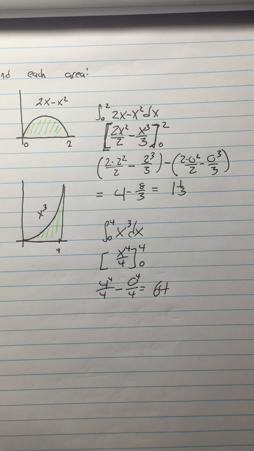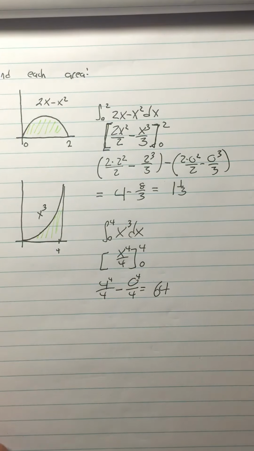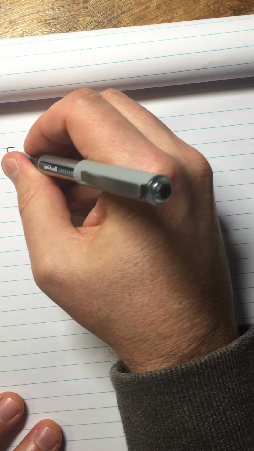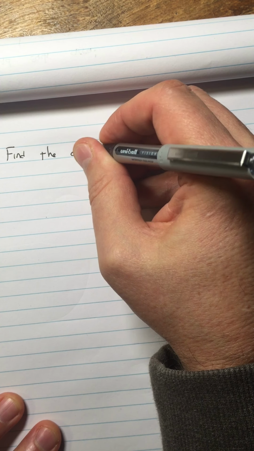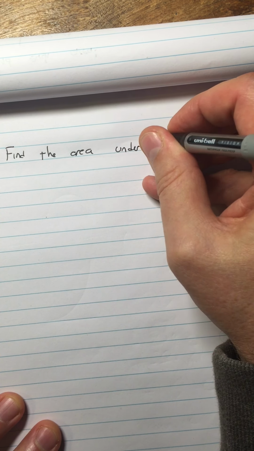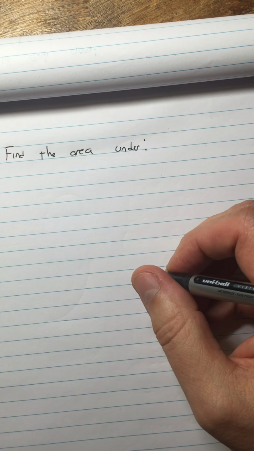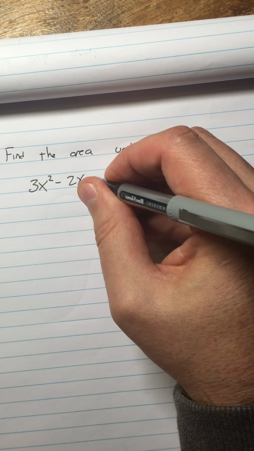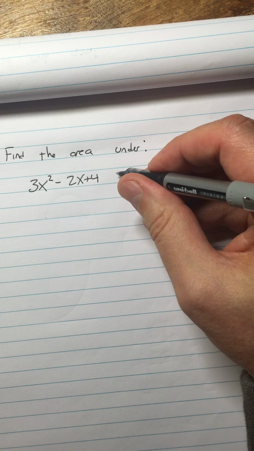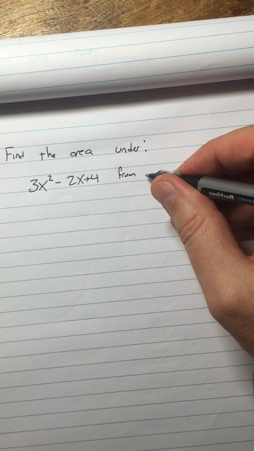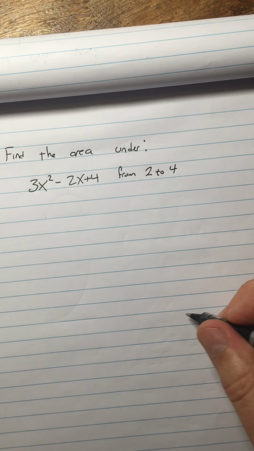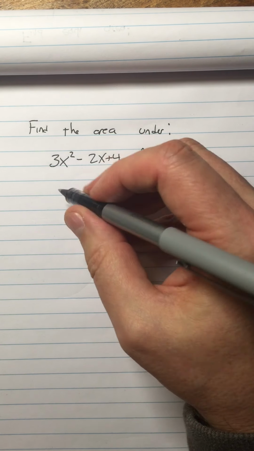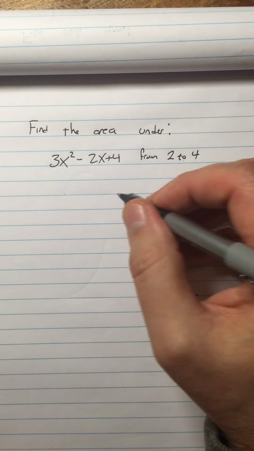All right, so let's just do some more areas. We did x cubed from 0 to 4. Let's find the area under the curve 3x squared minus 2x plus 4, from, I don't know, I'm just making this up, from 2 to 4. I have no idea, just made it up. If I want to find the area under that curve, I don't even have to graph it.